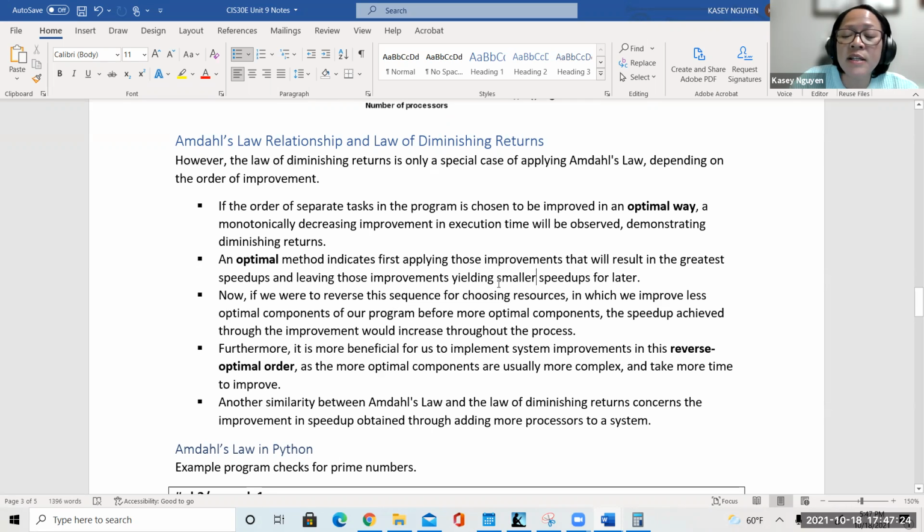Now, if we reverse the sequence in choosing the resources, we can improve less optimal components first and more optimal components later, and the speed up achieved through improvement increases throughout the process. So what does this mean, right? In cases where you improve by parallelizing your functions, more of the complex functions happen closer to the end of your program, or in the later part of the program. So in the sequence, it's still going to go through and execute that. So what they're saying here is that it would be more beneficial to implement improvement in the reverse optimal order. More optimal components are usually more complex and take more time to improve.